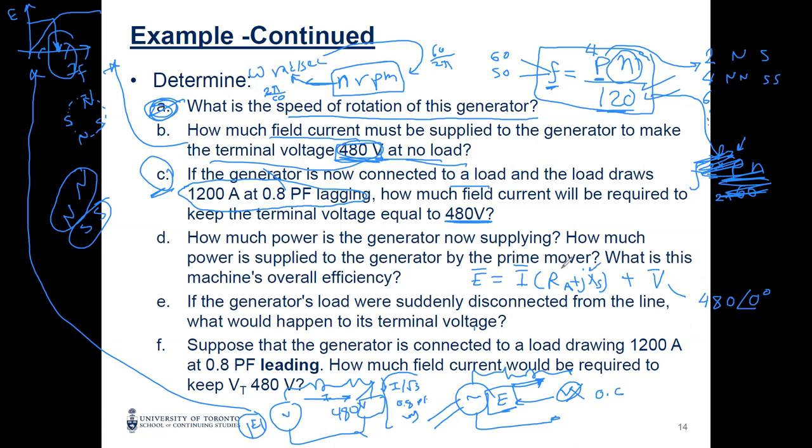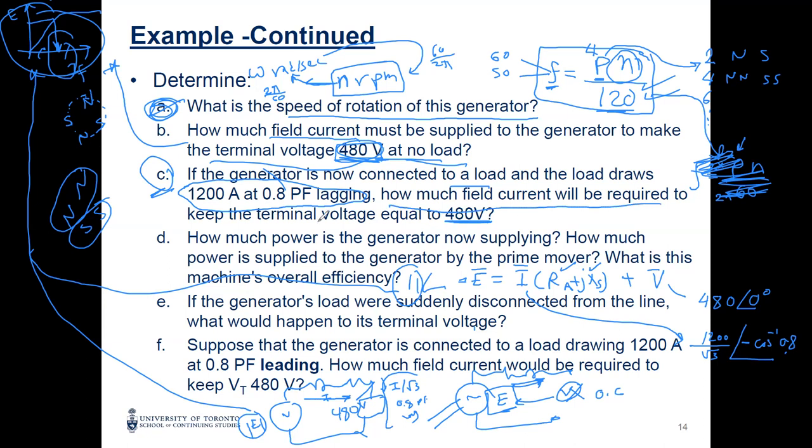XS is given. RA is given. What is the current? The current's magnitude is 1200 over square root 3, and the angle is lagging, so negative cosine inverse 0.8. Can I calculate the E? Yes, I can calculate the E as a magnitude and angle. Use this magnitude to get the field current. This is what they are asking for: how much field current will be required to keep the terminal voltage at this value, even with the load, right?